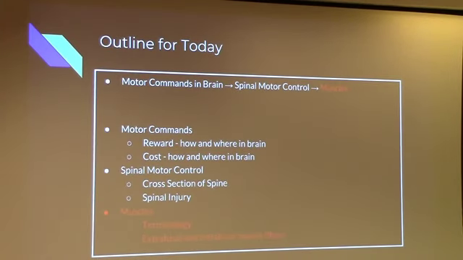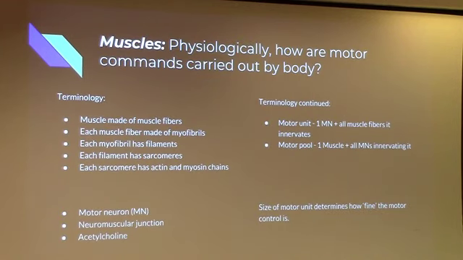Okay, so now we talk about muscles. For muscles, this is just a bunch of terminology that you need to know. Muscles are made of muscle fibers. Each muscle fiber is made of myofibrils. Each myofibril has filaments. Each filament has sarcomeres, and each sarcomere has actin and myosin. Motor neuron, basically just a neuron innervating a muscle.